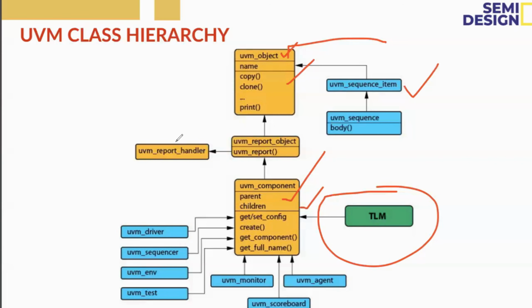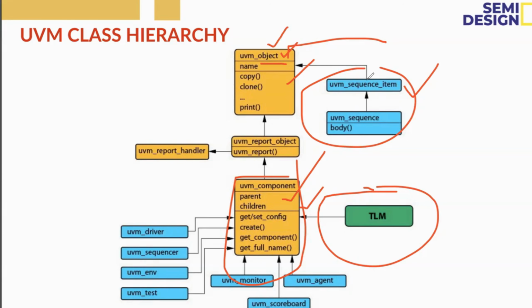Everyone got the answer? Any other doubts? Okay. By using the TLM only, we are connecting all the components at top level. But from the objects only, we are creating the sequences. That's why UVM object is the parent for the UVM sequence.